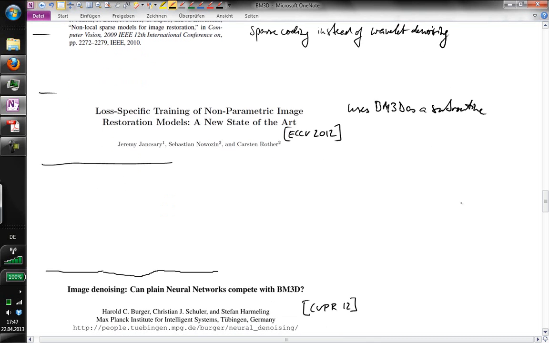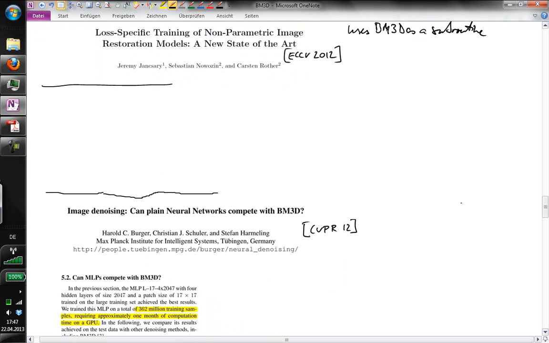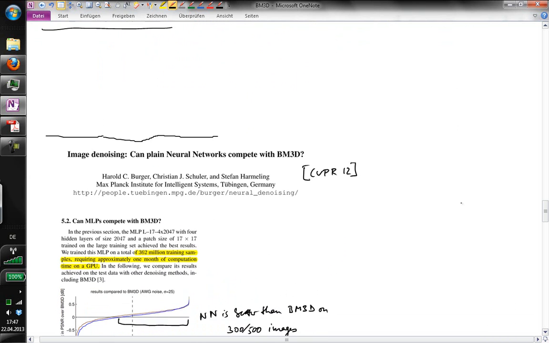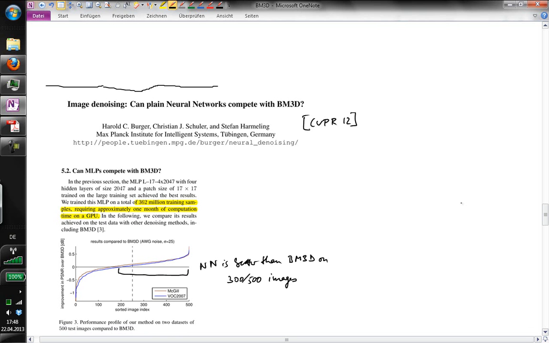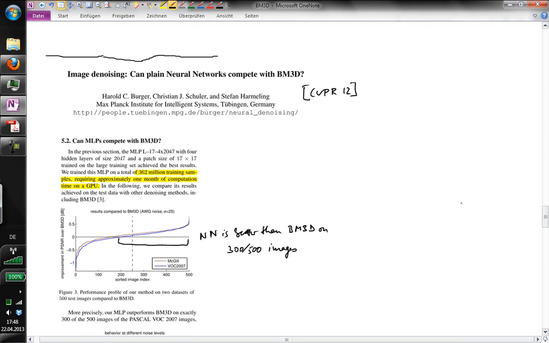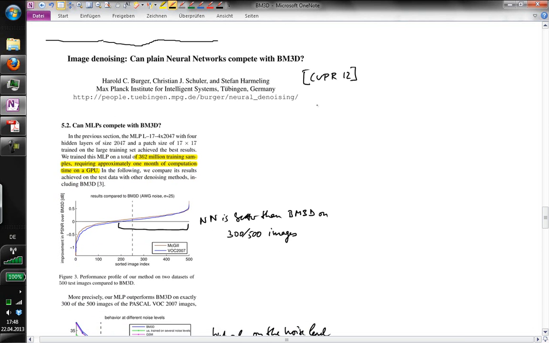I mentioned that BM3D has been the bane of much theoretical work, and I want to point out 2 papers here. So CVPR is one of the 2 or 3 best conferences in computer vision, and this is last year. So this is really current work that I'm showing you here.